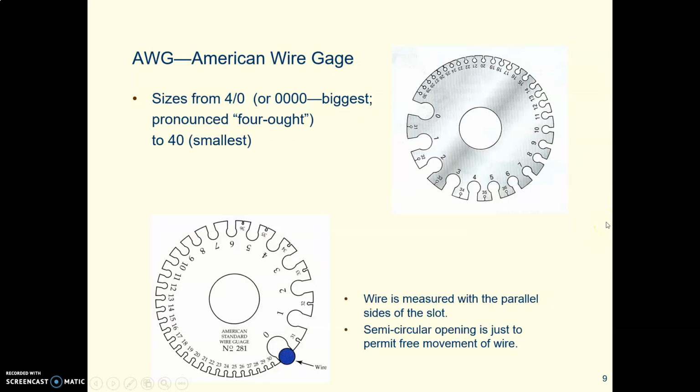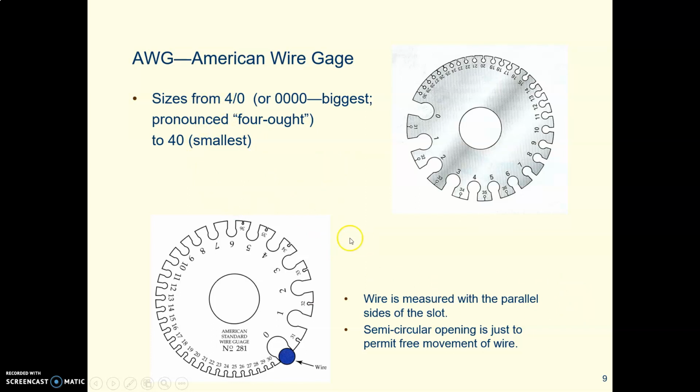The wire size is measured with a system called AWG, American Wire Gauge, and the sizes go from big wire, which is a small number, like 0 or 4 zeros, to small wire, which is a big number. So that's kind of confusing.